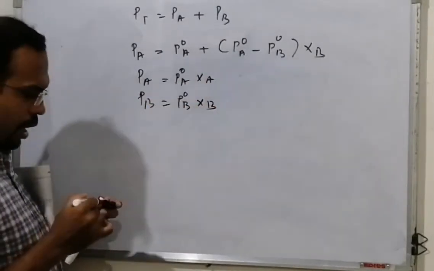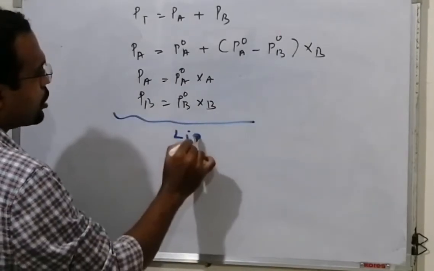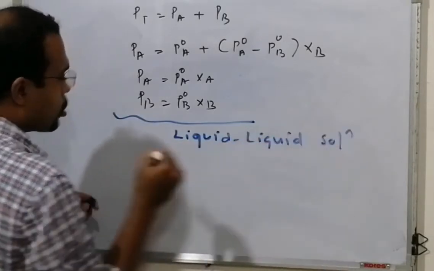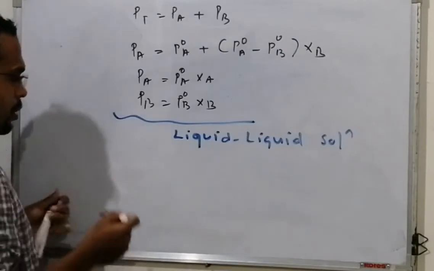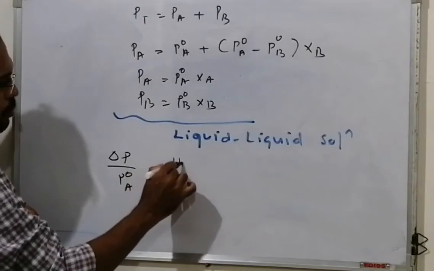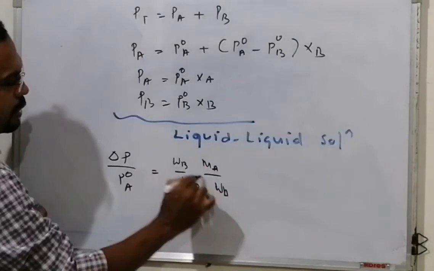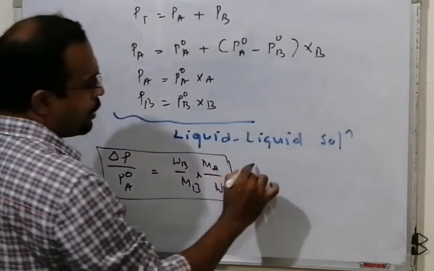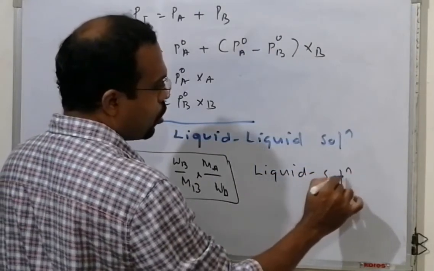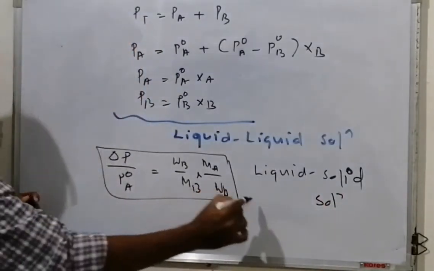These equations are used when you have a liquid solution, that is, the solvent is liquid and the solute is liquid. This equation, delta P divided by P0A is equal to WB MA divided by MB WA, is used for a liquid-solid solution, that is, when you have a non-volatile solute.